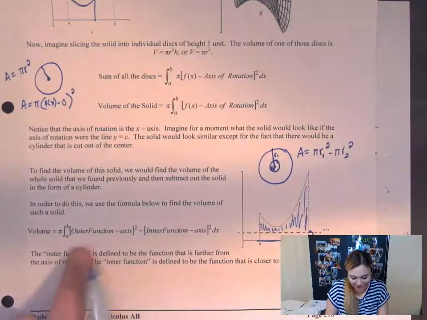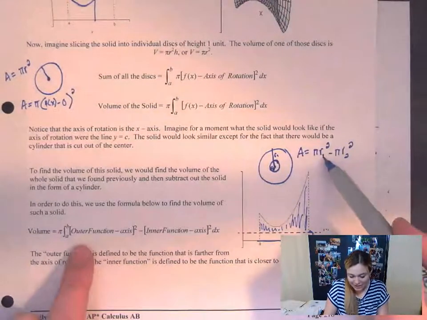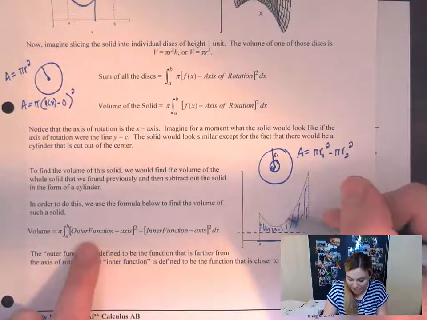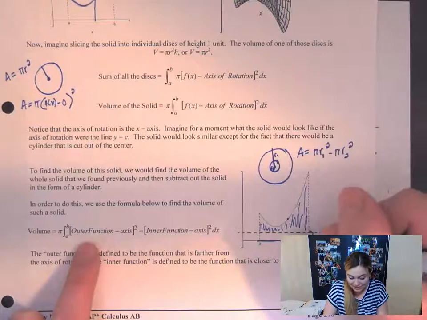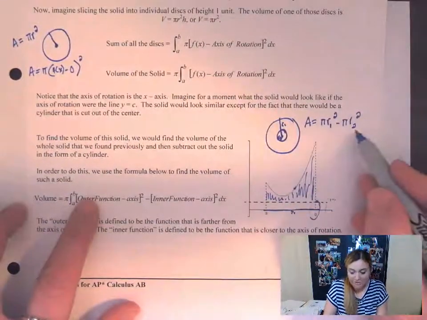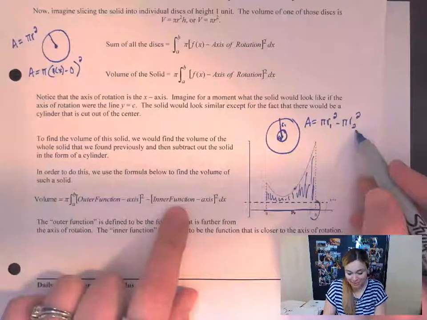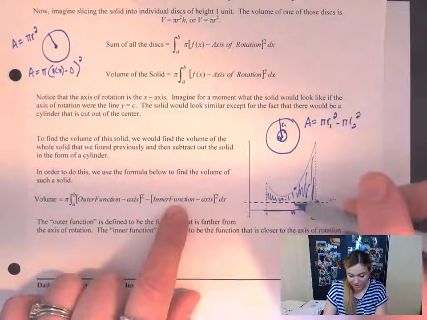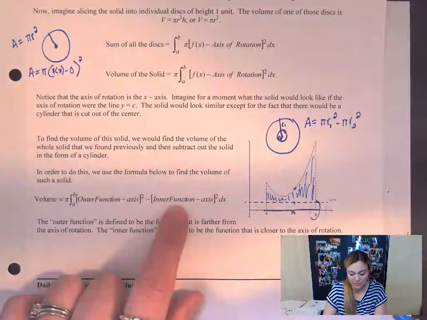I can still do that here. And you know how we just said that the radius was the outer, this one says outer function, but you see the distance from f of x to the axis, so in this case to 0. If I want to take here, the radius is going to be the inner function, so from here to here, the inner function minus the axis, squared.